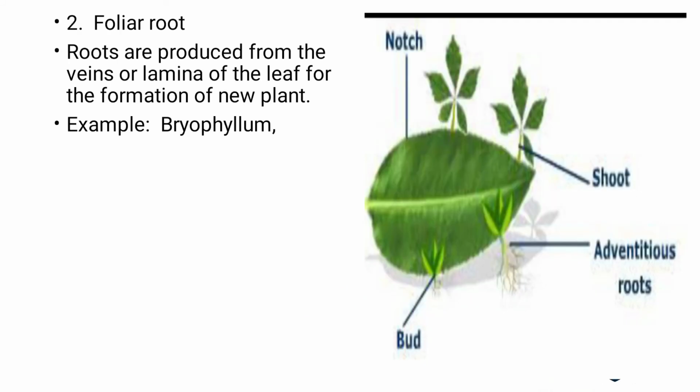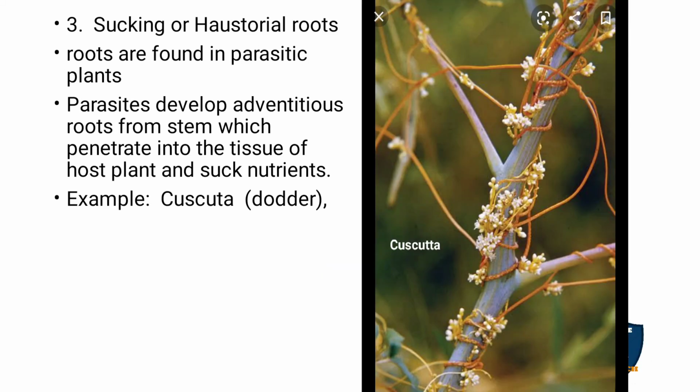Foliar root. This is a Bryophyllum plant. Foliar means leaf. From the leafy buds, the shoot system develops, and you can see the adventitious roots also developed from the leaf. Example is Bryophyllum.